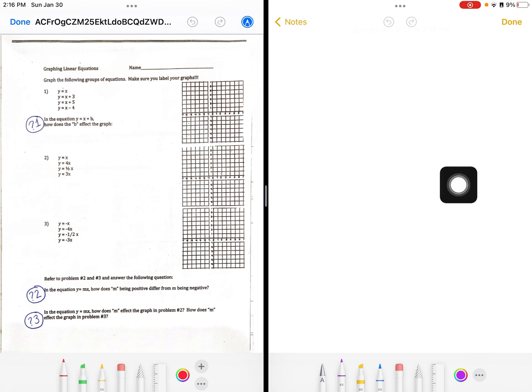So I'd like you to have out a piece of loose leaf. And the way that this is going to work is on the loose leaf, for example, I'm going to start with problem 1 here. And I'm going to write the first equation, which is y equals x. And then I'm going to make a table in which to create some ordered pairs that would make that true.